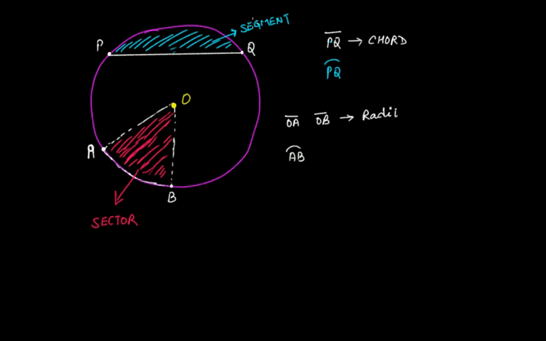Again, a segment is formed by the arc between 2 points and the chord formed by those 2 points, and the sector is formed by the arc made by 2 points and the radii from those 2 points. So that region will be a sector, and the region formed by the chord will be a segment.